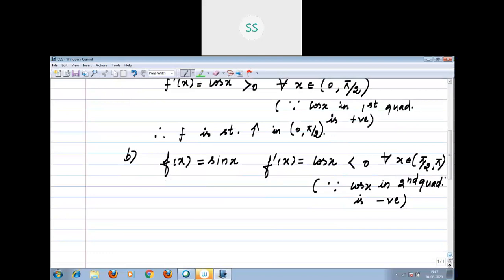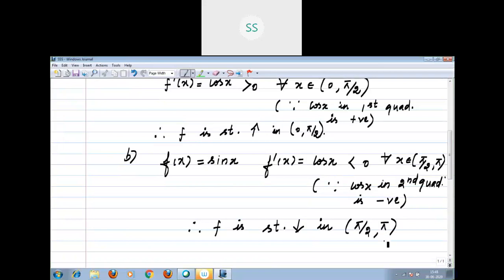If f dash, that is the derivative, is less than 0, what is your conclusion? Right. The function is strictly decreasing. The downward arrow represents decreasing, the upward arrow represents increasing, right? So f is strictly decreasing in pi by 2 comma pi. Negative, less than 0.